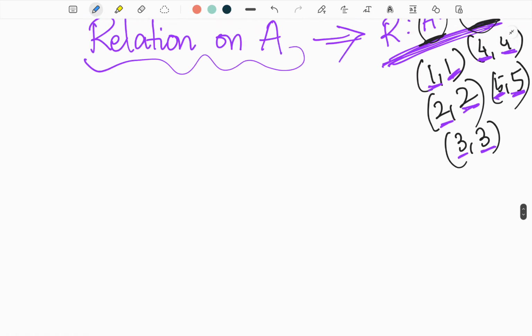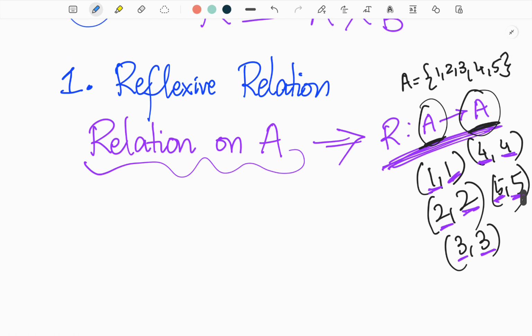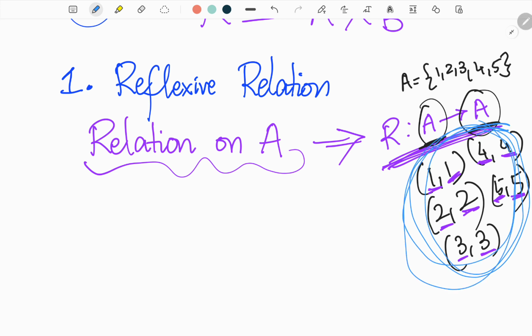So one thing which you need to remember is there can be elements in addition to the reflexive elements. These are the elements which are satisfying the reflexivity. But there can be other elements also in the relation. However, these 5 elements which are satisfying the reflexivity condition must be present in the relation if you want to call it a reflexive relation.